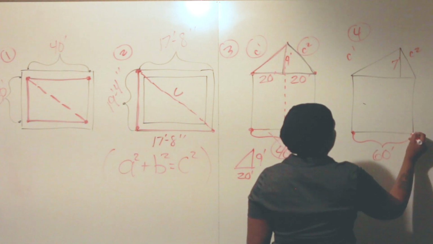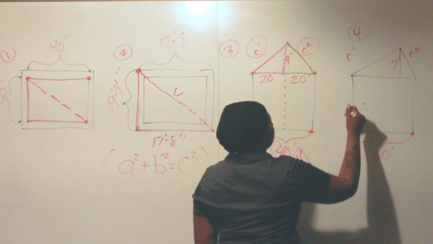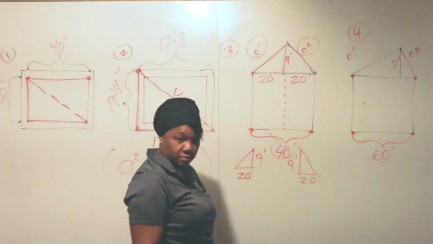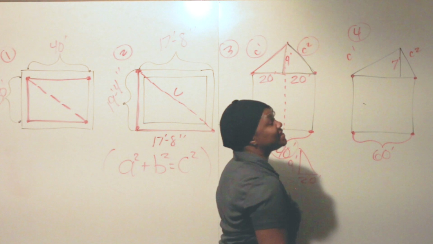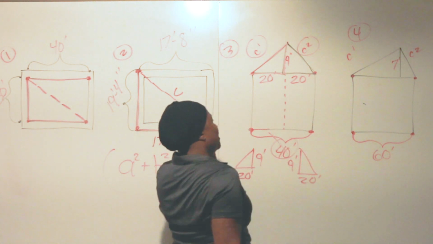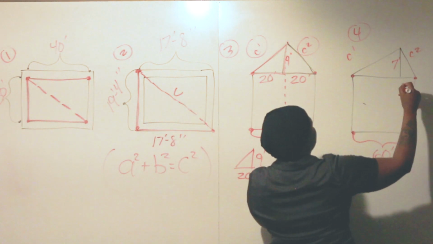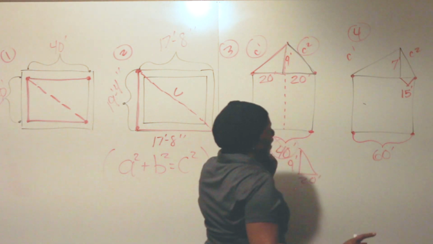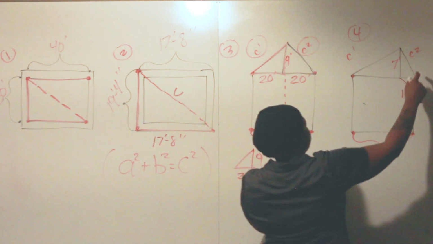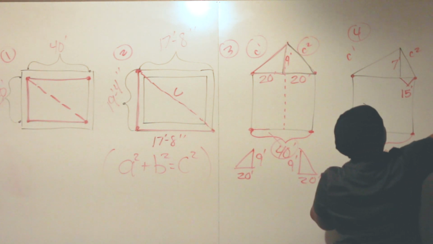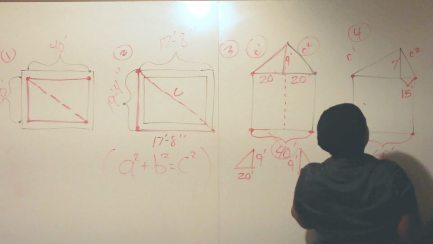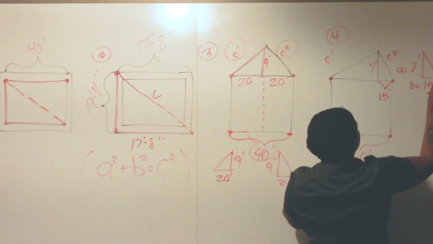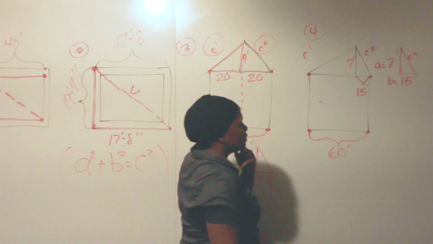We know that the base of the house is 60 feet. That means the distance from here to here is also 60 feet. But we need a little bit more information. So if I tell you, okay, we know what this information is. This is 15 feet. So now what you know for sure is this right triangle, 7 feet for the adjacent side, the base equals 15 feet. We can find C there.